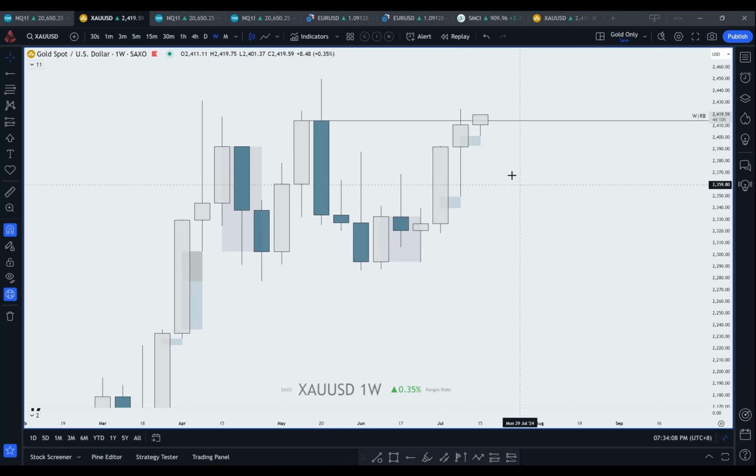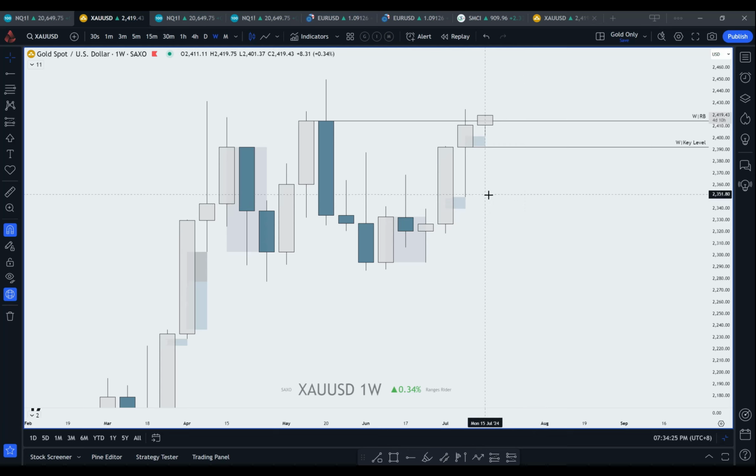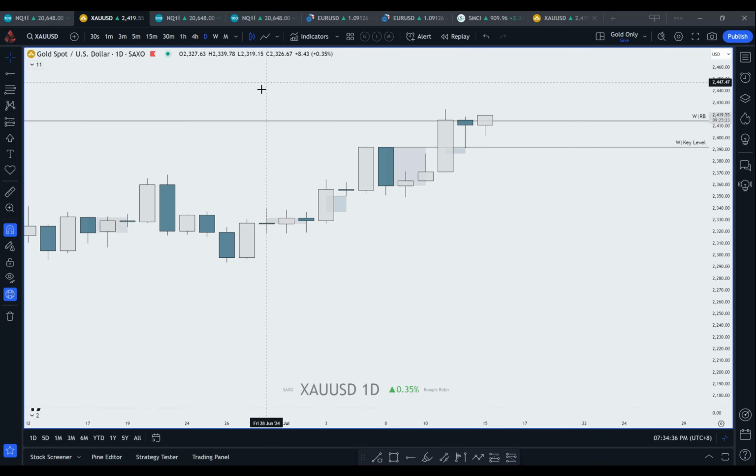Okay. And then what we have, this one. This is the weekly key level. So we call this one weekly key level. Okay. And I don't see any level other than these two levels on the weekly time frame. And then we go on the daily time frame.